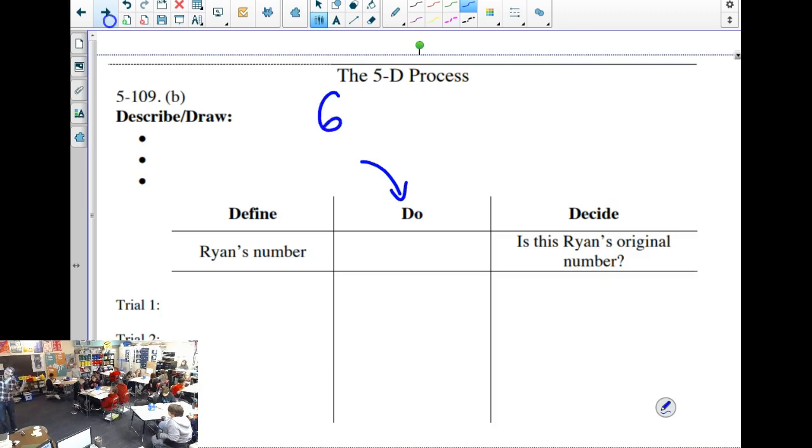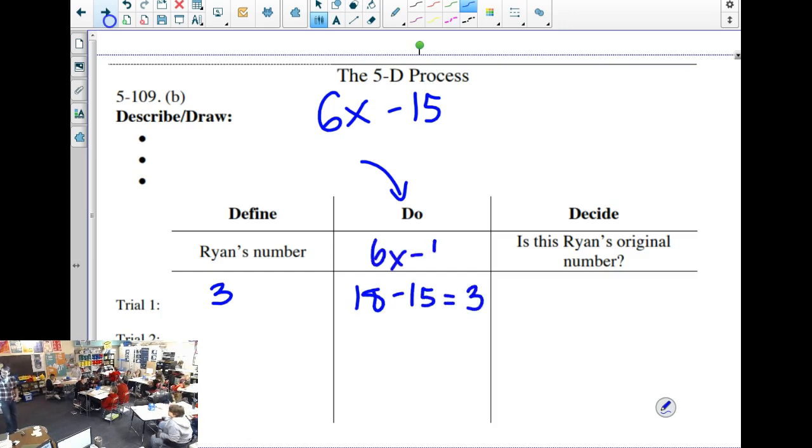So the trying that you're talking about is doing 6 times whatever number you picked, and then minusing 15. So you said 1 didn't work, because that actually comes up with a negative number. 2 didn't work. 3. So Adrian said when he tried 3, 6 times 3 gives me 18 minus 15. And that works out.